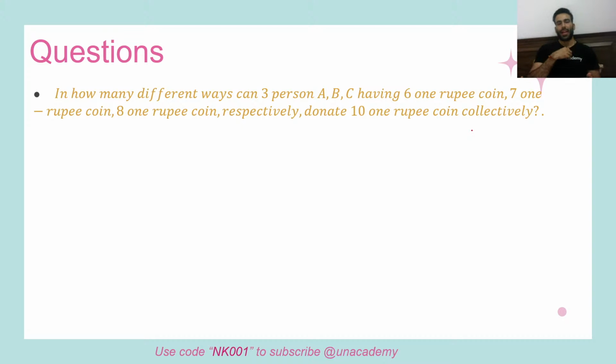Let's talk about this question. Try understanding what this question says. In how many different ways can 3 persons A, B, C, having 6 one-rupee coins, 7 one-rupee coins, and 8 one-rupee coins respectively, donate 10 one-rupee coins collectively? So basically A, B, C, all 3 of them have a certain amount. Now they want to donate collectively 10 rupees.